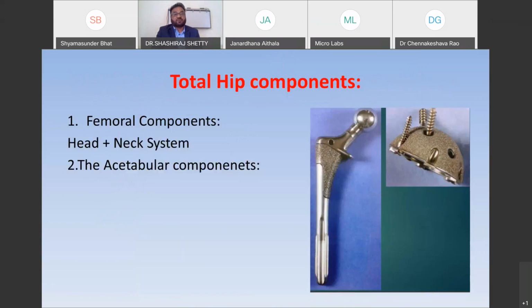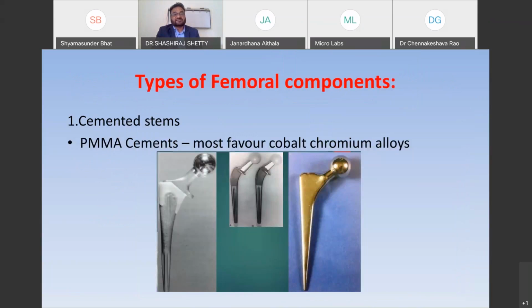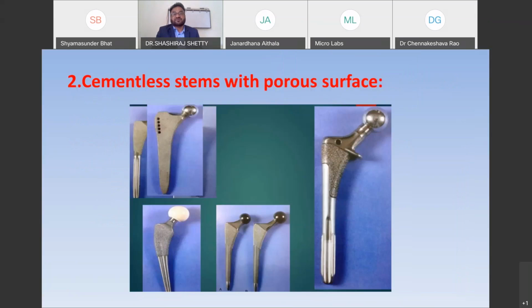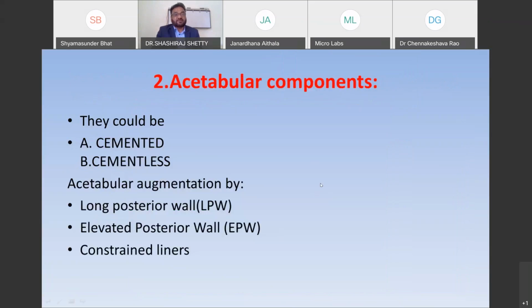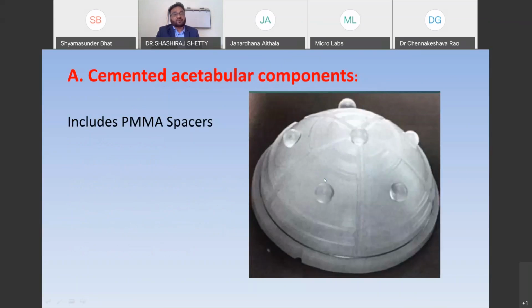Total hip components: femoral components, head neck system, acetabular components. Cemented stems, most favor cobalt chromium alloys. Cementless stems with porous surface. Acetabular component, cemented and uncemented. Acetabular augmentation is by long posterior wall, elevated posterior wall, and constrained liners. Cemented acetabulum components. Cementless acetabular.